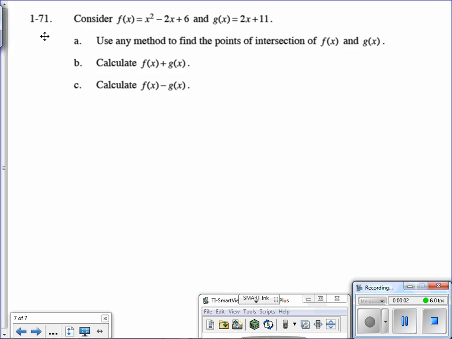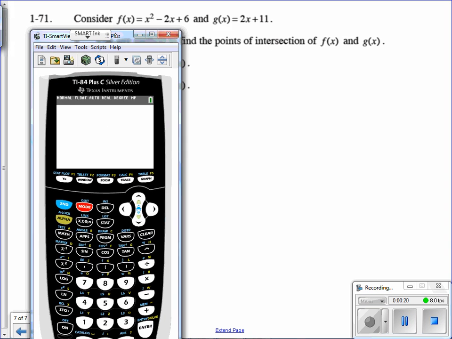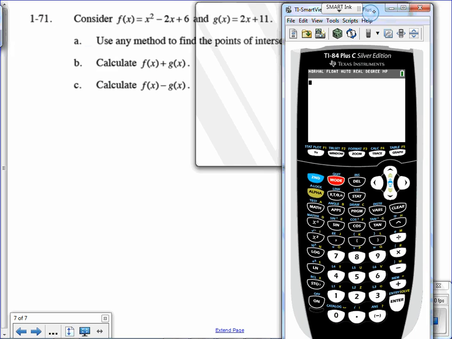Problem 1-71. Consider f of x equals x squared minus 2x plus 6, and g of x equals 2x plus 11. Use any method to find the points of intersection of f of x and g of x. I'm going to pull out my calculator and graph the intersection points, since we learned how to do that earlier this week.